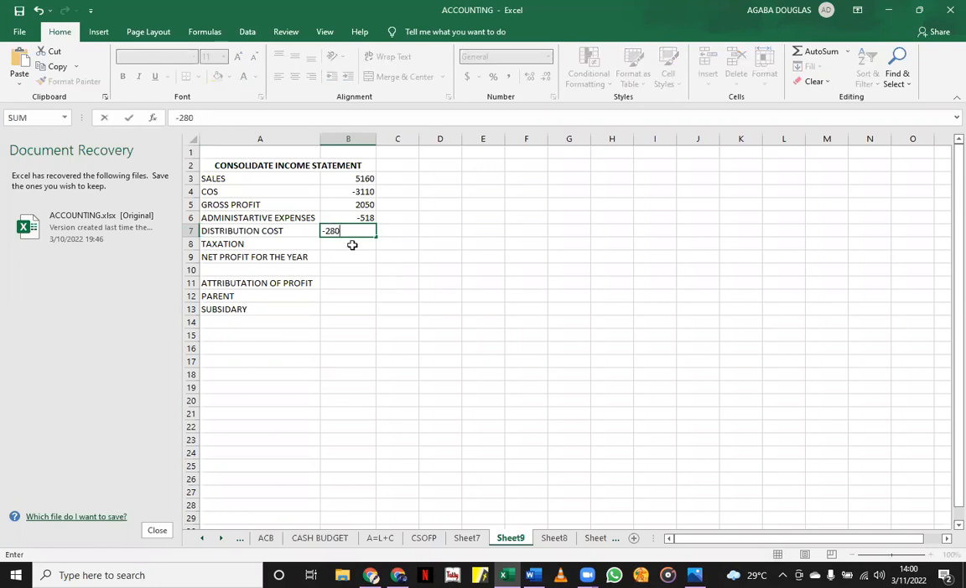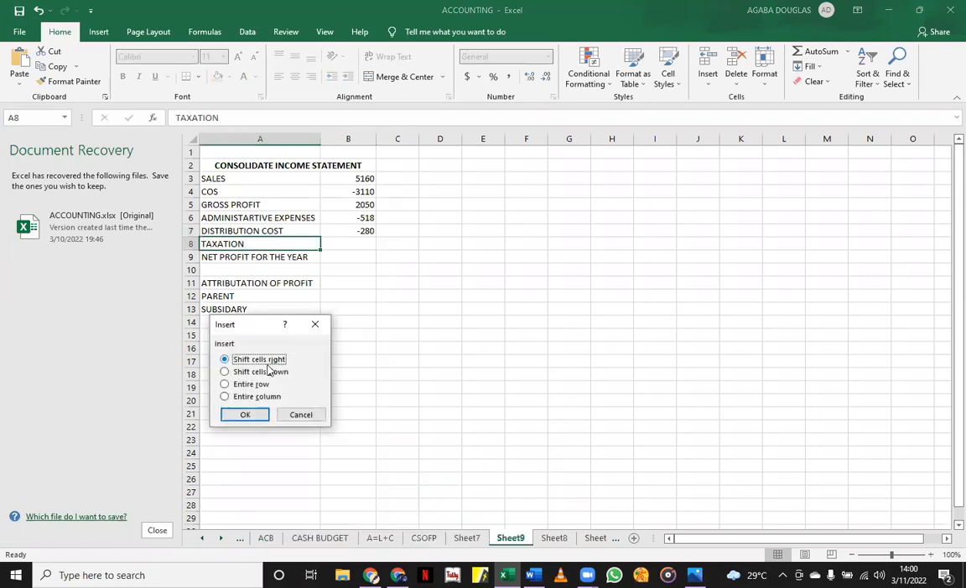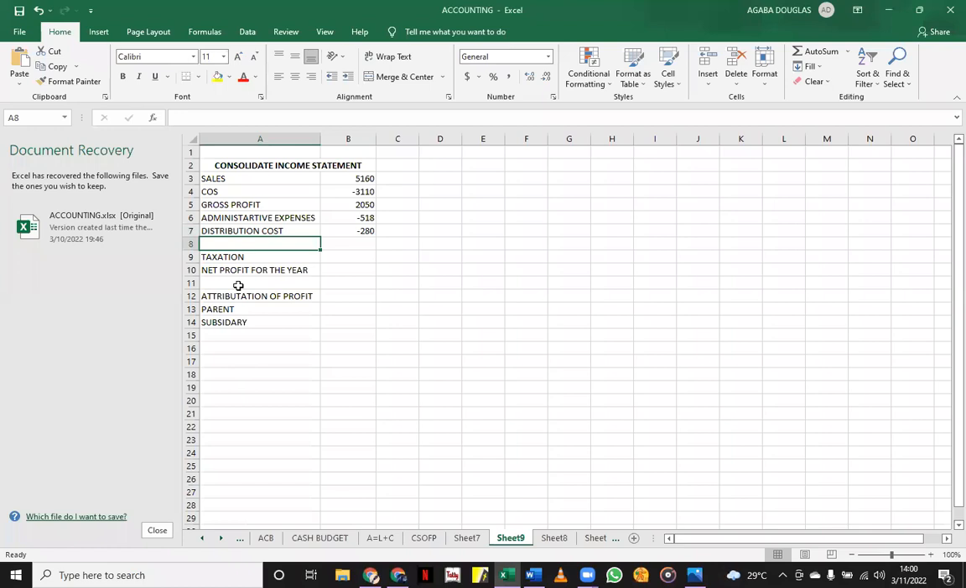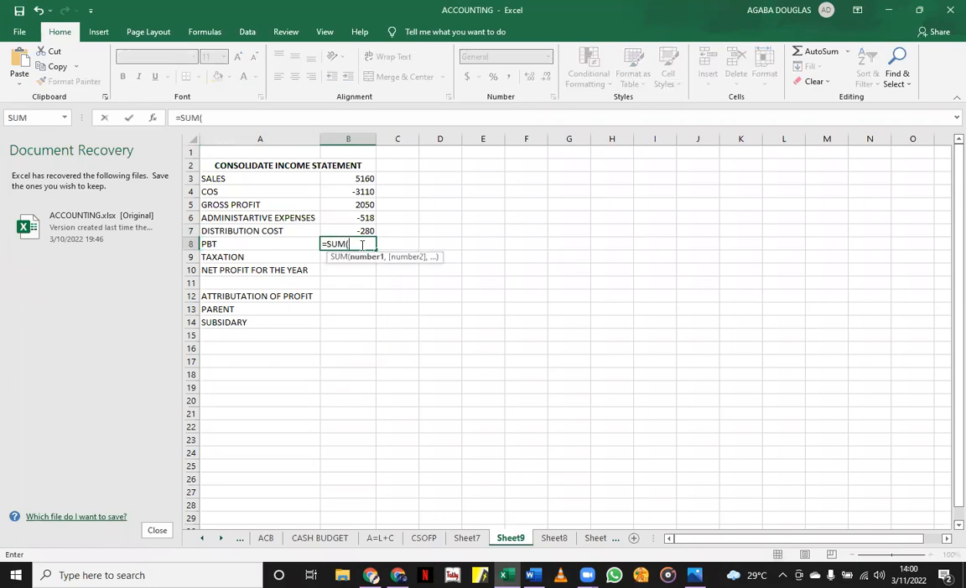280. And then once that is done, so that our work looks organized, we'll have to create profit before tax. So we simply say it's going to equal the sum of our gross profit, and then we take away the administrative expenses and the distribution cost. So we'll get our profit before tax as 1,252 shillings.